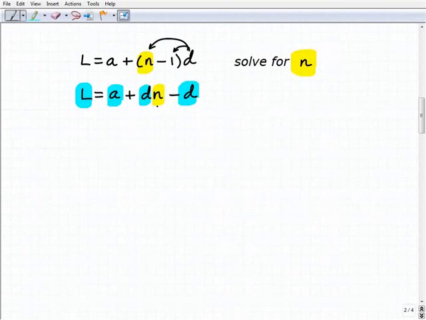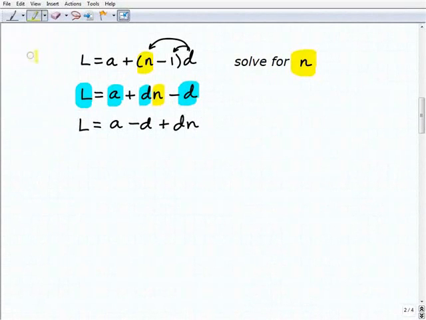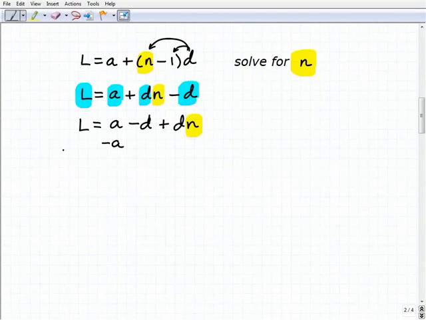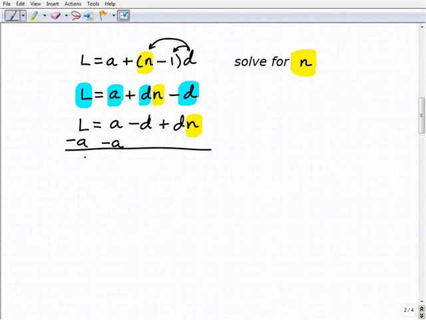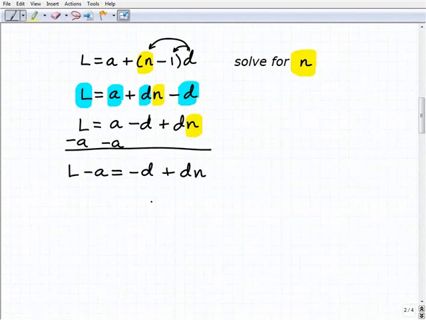So the next thing I'm going to do, because I have A plus D times N minus D, is combine like terms. So I'm going to go L equals A minus D. I'm going to get my terms together, A and D, plus D times N. Once again, I'm keeping my eye on the N here. And now I'm going to move those terms, A and minus D, over to the other side. So I'm going to subtract A first from both sides of the equation. So this would be L minus A equals minus D plus D times N. And now I'm going to add D to both sides of the equation.